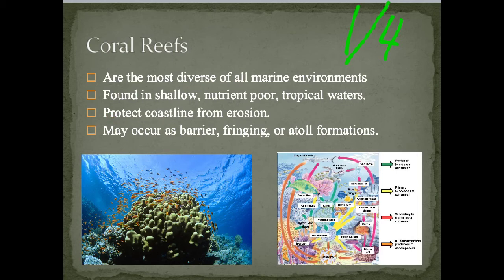Coral reefs tend to protect the coastline from erosion, right? Tend to slow down water as it's moving inward. And it also occurs as a barrier, fringing, or atoll formation. You can see here the food web of our coral reef. Got our producers in green, you can see here with phytoplankton, algae, and then primary consumers with our brittle stars, zooplankton, and then secondary, right, red, and then all consumers, to decomposers, are in orange.